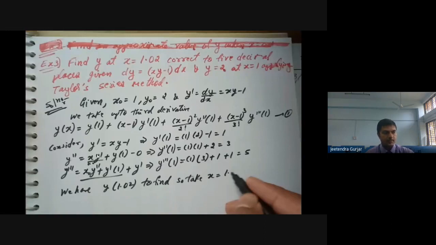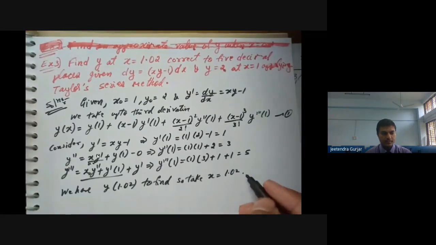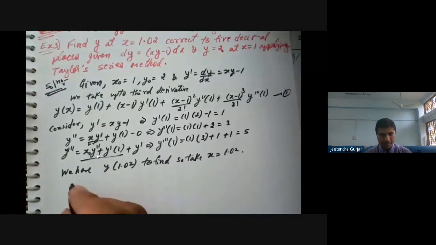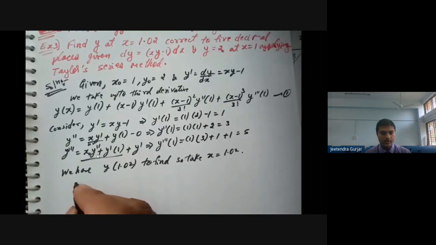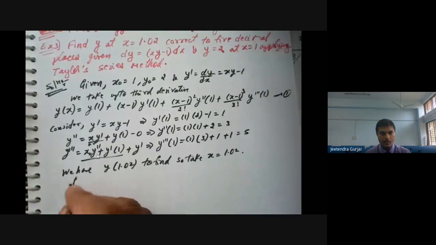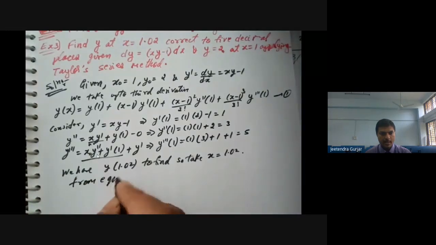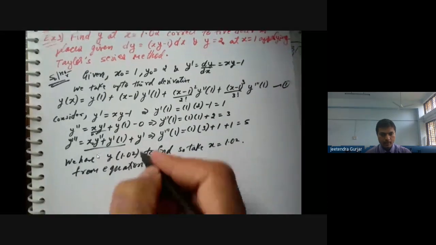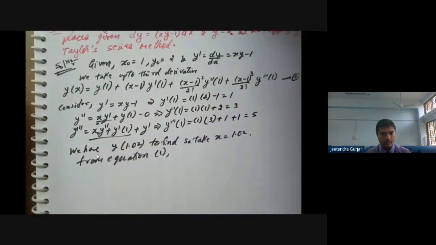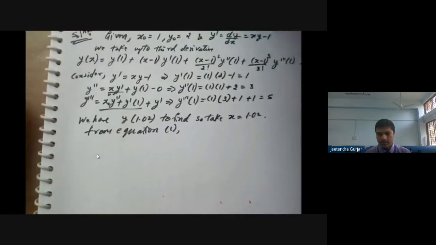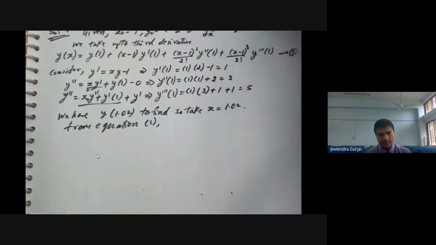Okay, so substitute the values. X is equal to 1.02. Yes, very good. Many of them have got the answer. Yes, it is correct. So substitute in the equation 1. Above I have given the equation 1. Substitute one by one all the values now. Y dash, y double dash, y triple dash, and x naught is equal to 1, y naught is equal to 2, and x is equal to 1.02. So all the values you are going to substitute here. Yes, everyone has got the answer.